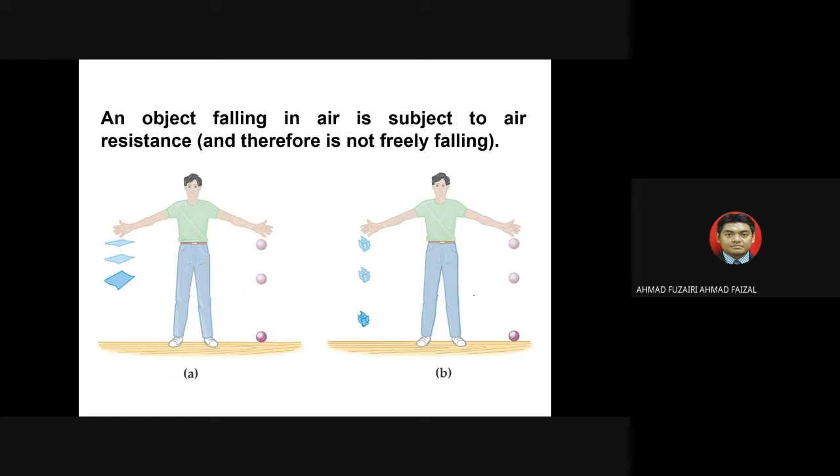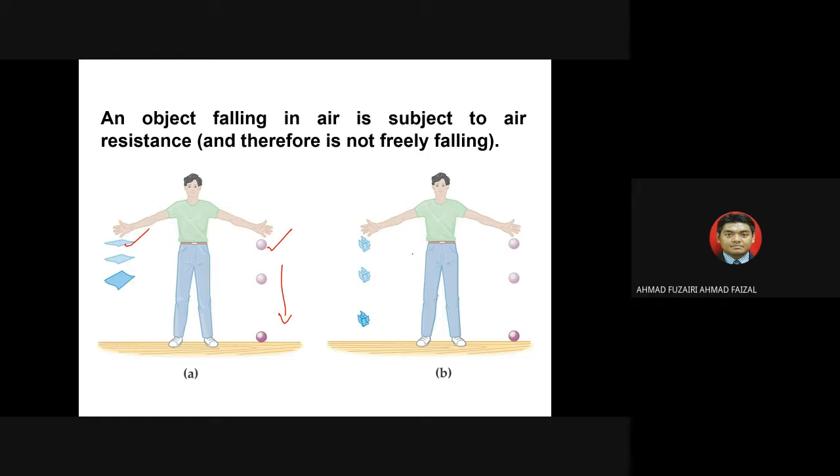An object falling in the air is subject to air resistance or wind resistance, udara, and therefore it's not free falling. If you have one ball and one piece of paper, and you make them fall subject to the air resistance, definitely the ball will reach the ground first compared to the piece of paper, right?